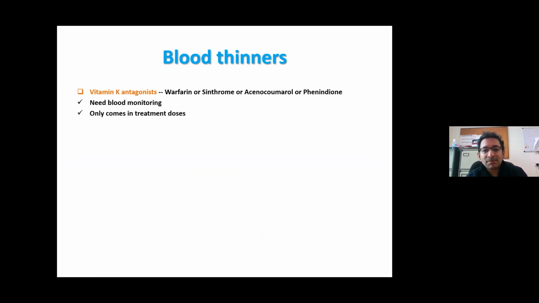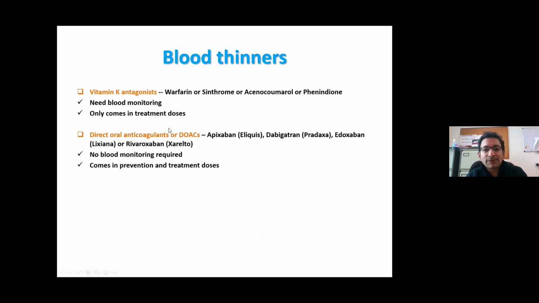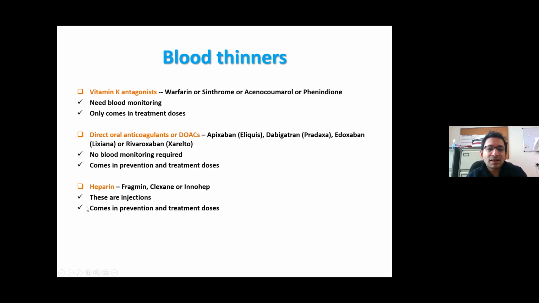One, maybe you might be familiar with this, is called warfarin, which requires blood monitoring and only comes in 1 type of dose. It can only be given to treat a blood clot. Now, there is a lot of interest in this thing called direct oral anticoagulants, or DOACs, which comes in prevention and treatment doses and no blood monitoring required. And the third one is injections of heparin, which clearly are injections and it's not easy to take, but it also comes in prevention and treatment doses.